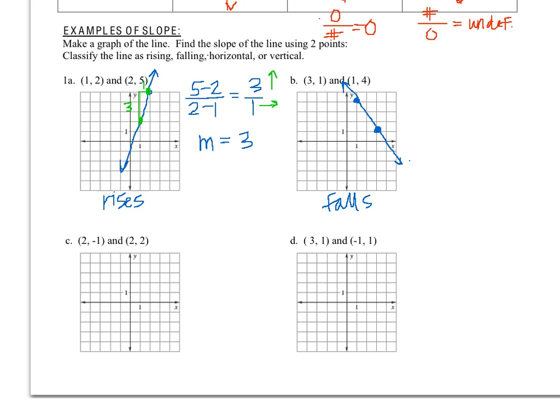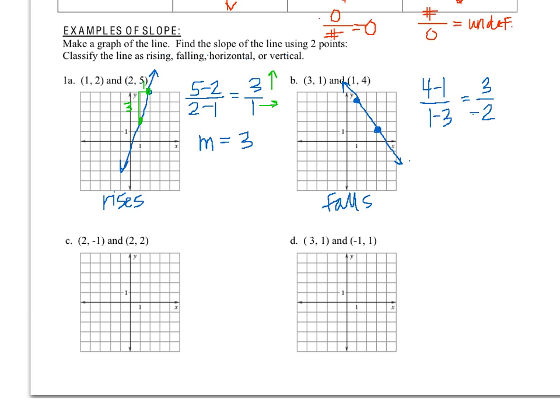We read a book from left to right. We read a graph from left to right. Now the question is, how does it fall? So we find the slope. Again, if I use my slope formula, 4 minus 1 over 1 minus 3. So on top I have 3, on bottom I have negative 2.